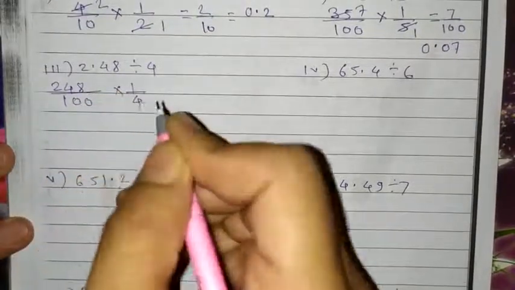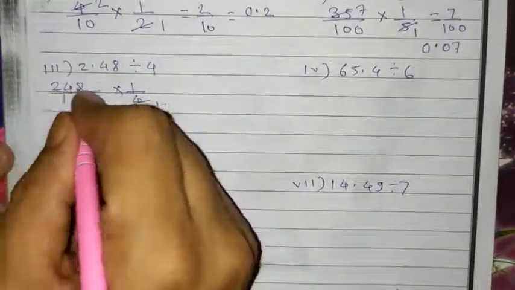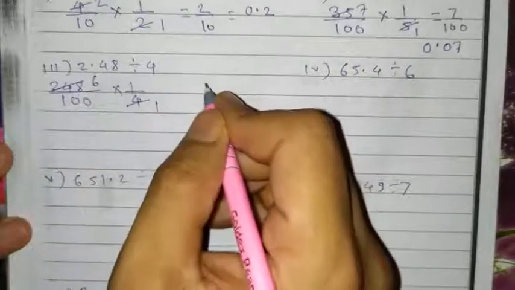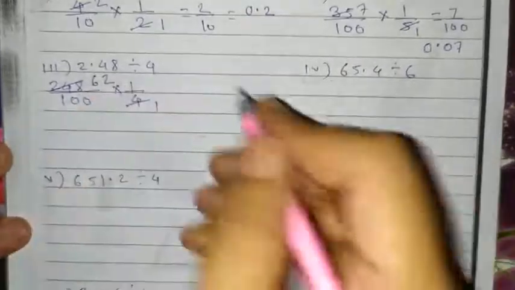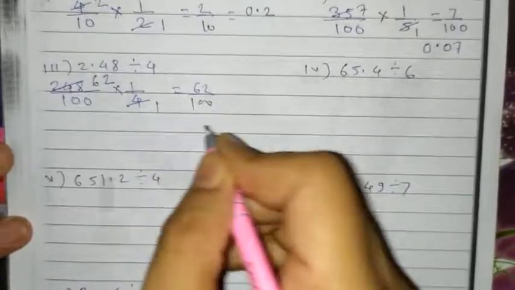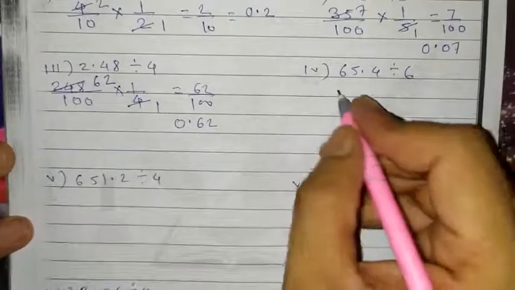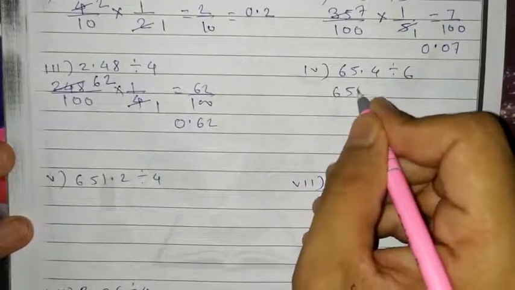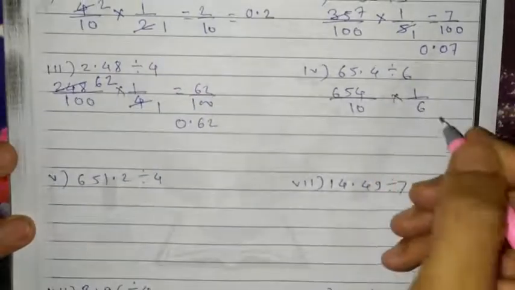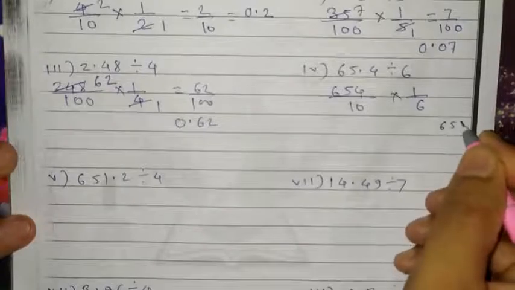Reciprocal is 1 upon 4. So this number will be divided by 4. 4 ones are 4 here, and here 4 sixes are 24 and 4 twos are 8. So 62 upon 100, it means 0.62. Next one, write the number upon 10, reciprocal 1 upon 6. So here you have to divide this number by 6, 654.